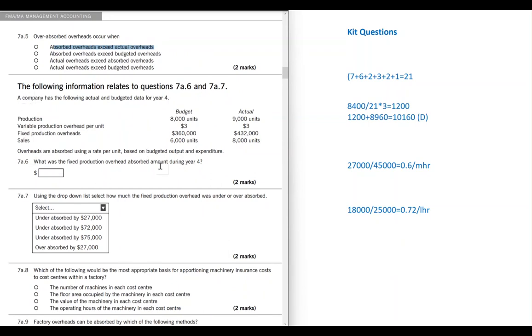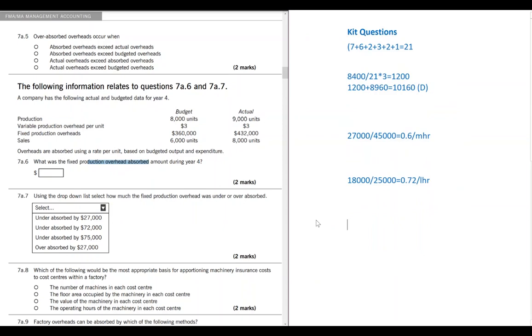What was the fixed production overheads absorbed amount during the year? And using the drop down list below, how much fixed overheads was under or over absorbed? So it relates to two questions. A company has the following actual and budgeted data for year 4 with production 8,000, variable overheads, fixed overheads, and then sales. And then we have actual data. So what was the fixed production overheads absorbed amount? In order to find absorbed, we need to find absorption rate first, which would be budgeted overheads divided by budgeted units. Because hours is not given, we are going to use units. Which units? Production units or sales? Production units, because it is the cost of production. It doesn't have anything to do with sales.